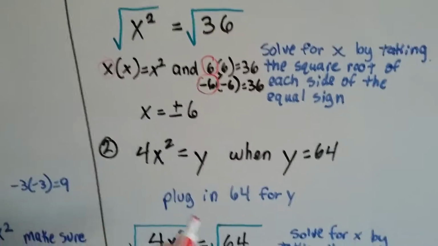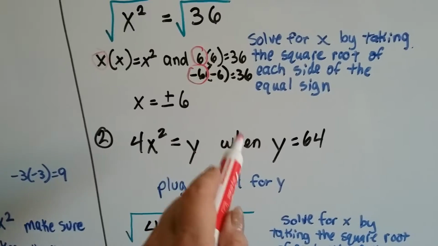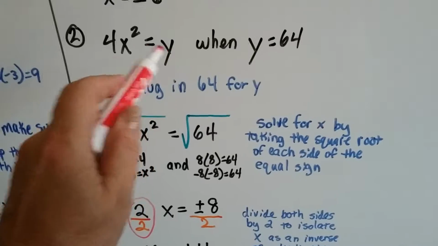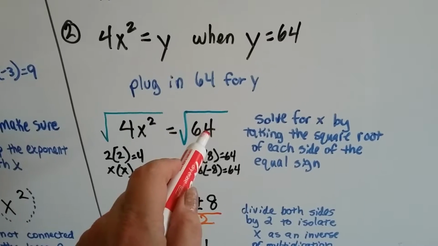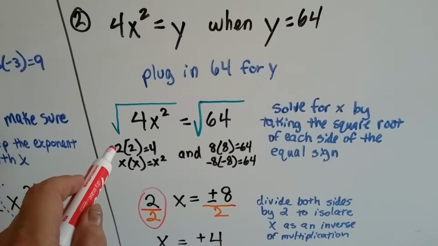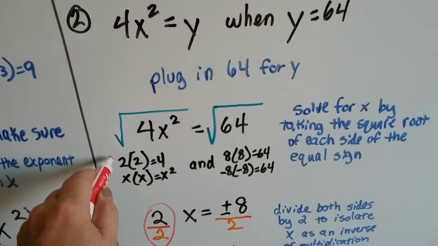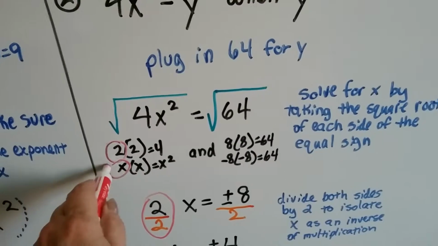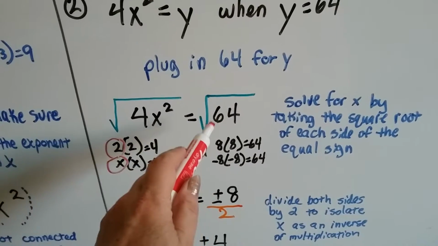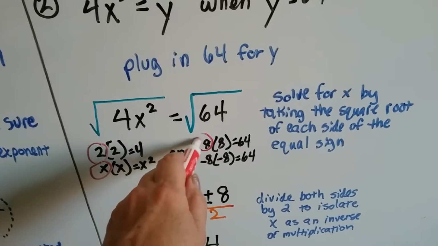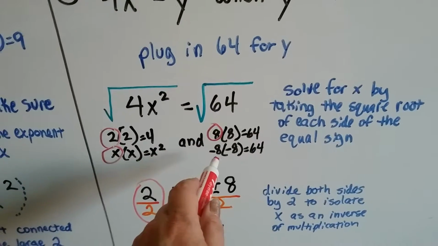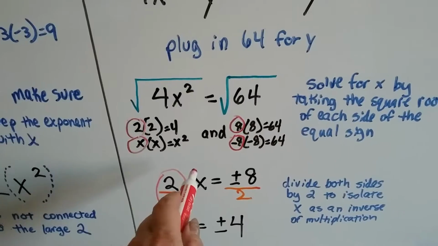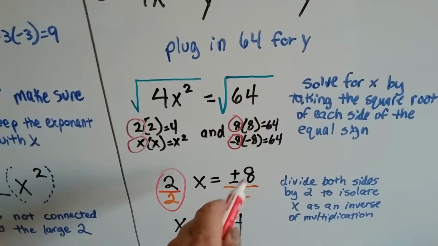See? 4x squared equals y when y equals 64. Well, we just plug in the 64 where the y is. And we have 4x squared equals 64. So now we think, okay, 2 times 2 is 4, so we've got a 2. And x times x is x squared, so we've got an x. And then on this side, we've got 8 times 8 is 64, so we've got an 8. But wait, negative 8 times negative 8 is also positive 64. So now we've got 2x equals positive or negative 8.